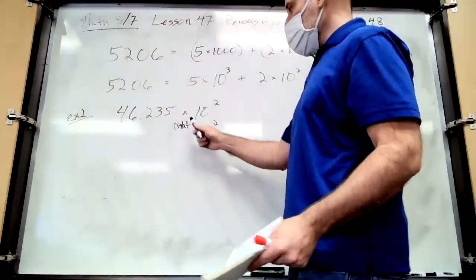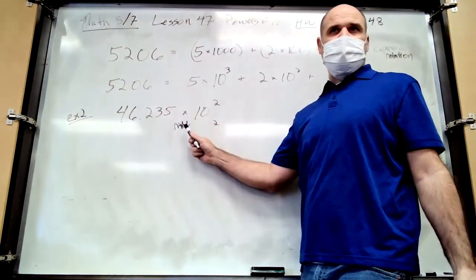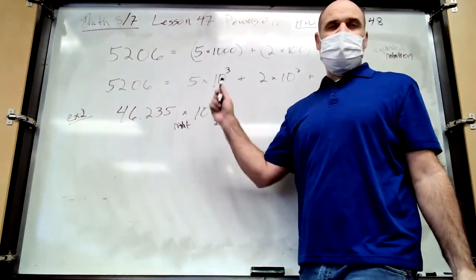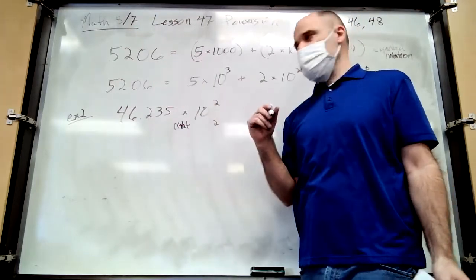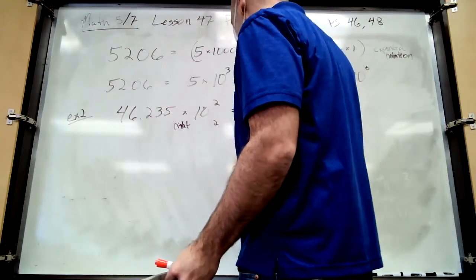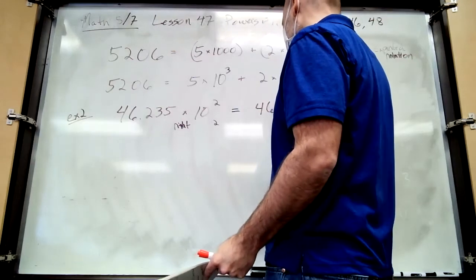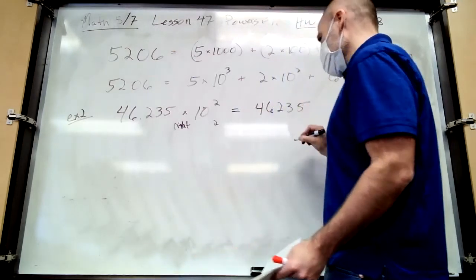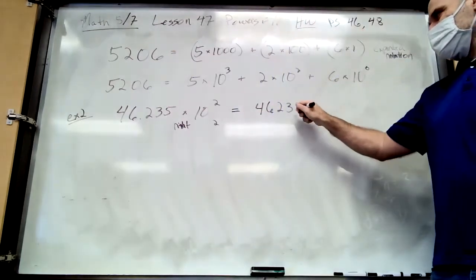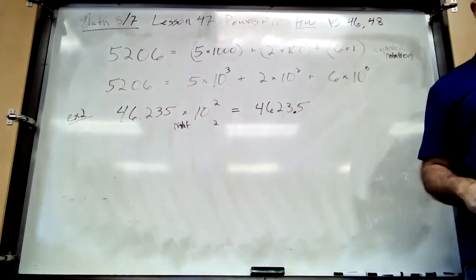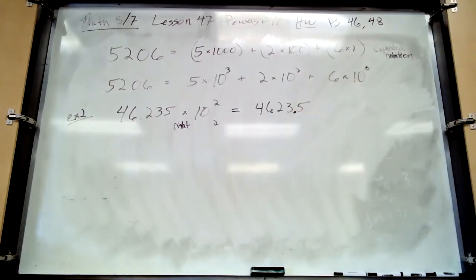So what if this was a division symbol? Which direction would you go? Left. You would just move it left that many places. Okay, so what's my answer? 4,623 and 5 tenths. Good. Nice job saying it correctly.